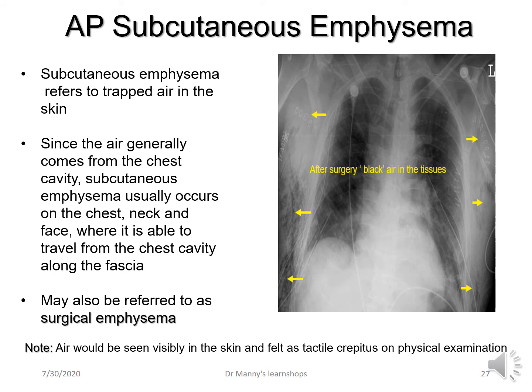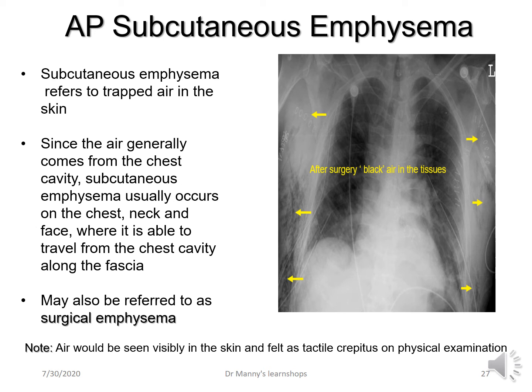Subcutaneous emphysema is another form of barotrauma. And subcutaneous emphysema, sometimes referred to as surgical emphysema, refers to trapped air in the skin. However, if you're going to refer to it technically, unless it's been caused by the surgery, then it's referred to as subcutaneous emphysema.